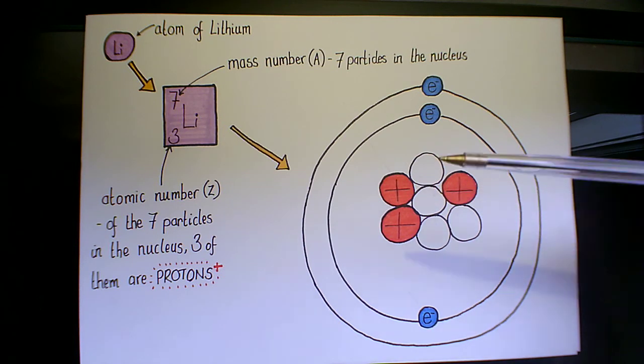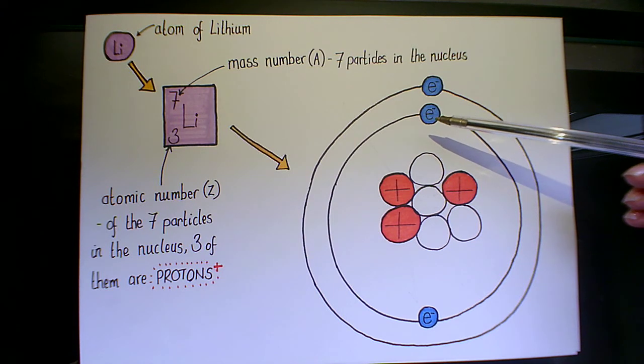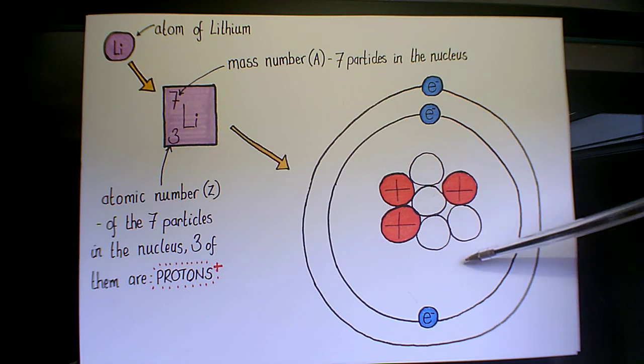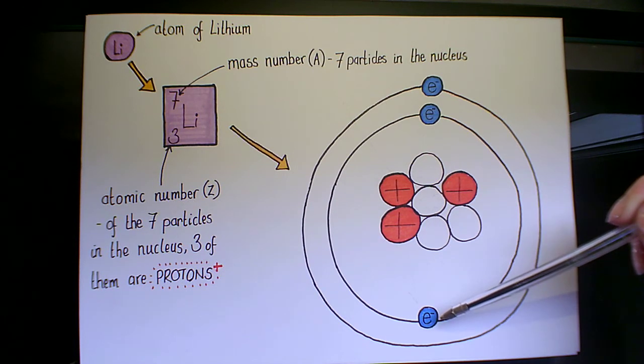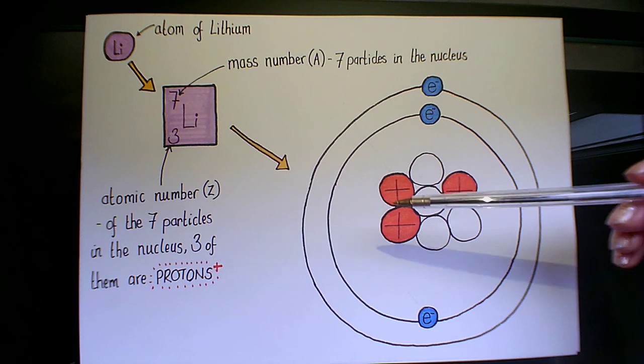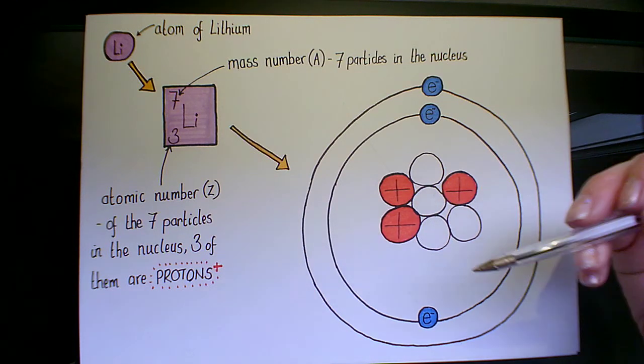Okay. Now, outside the nucleus, on those electron shells, we also have 1, 2, 3 electrons, as these electrons match to the positively charged protons. They balance them out nicely. Alright, so that's a reminder of the structure of an atom.